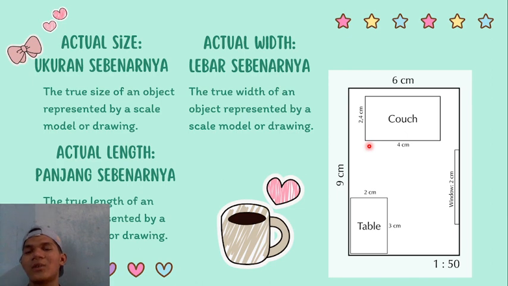actual size, or ukuran sebenarnya, the true size of an object represented by a scale, model, or drawing. Actual width is lebar sebenarnya, the true width of an object represented by a scale, model, or drawing. Actual length is panjang sebenarnya, the true length of an object represented by a scale, model, or drawing. You can see this picture for example, okay?